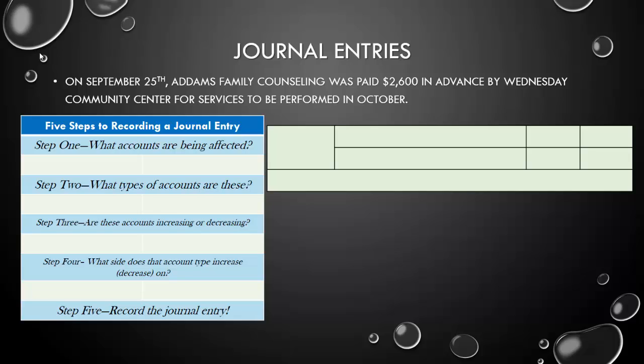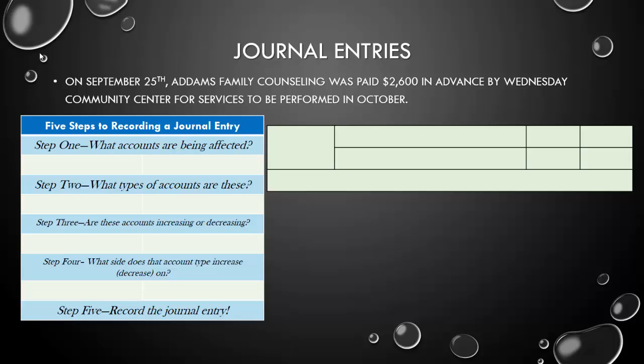On the 25th, we were paid $2,600 in advance by the Wednesday Community Center for services to be performed in October. And this is a different situation because we haven't done the job yet. We got paid in advance for something that we are going to do later, which means we owe something. We owe the Wednesday Community Center the services that they have already paid us for. And since we owe somebody something, we have a liability.